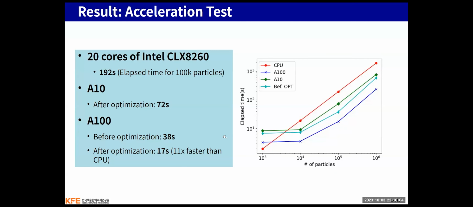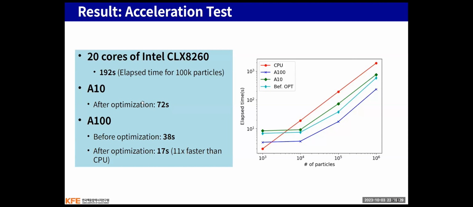So I show the final result. This one is a benchmark test with the CPU version. We compare with a 20 core Intel CPU, and it takes 192 seconds with 100 kiloparticles, and by using A10 after optimization, it takes 72 seconds.